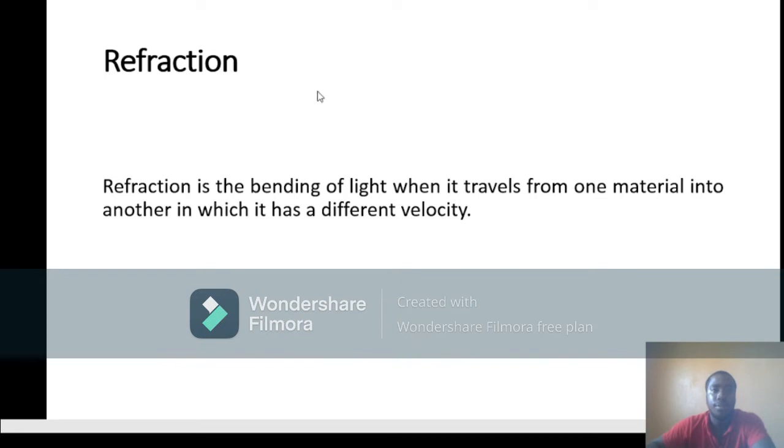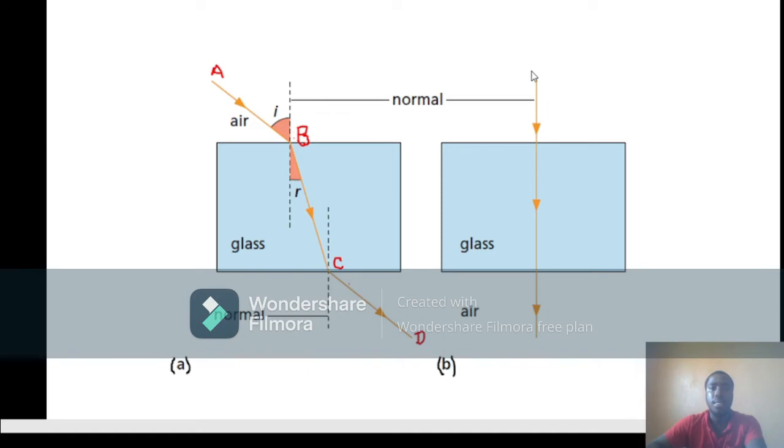Now I'm going to touch on refraction. Refraction is the bending of light when it travels from one material into another in which it has a different velocity. Remember, I told you that light travels at different speeds in different mediums. Just like in water, it travels at a speed that is different from air. So this is what refraction is looking at. You can see here is an example. Here we have a normal, just like we had before, and this is the boundary between air and the glass filled with water.